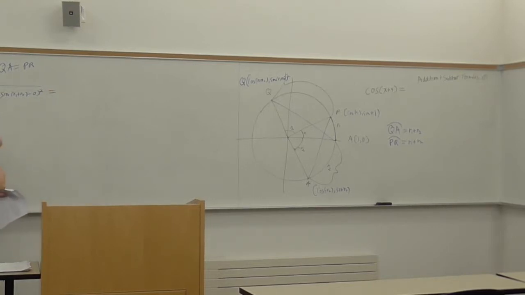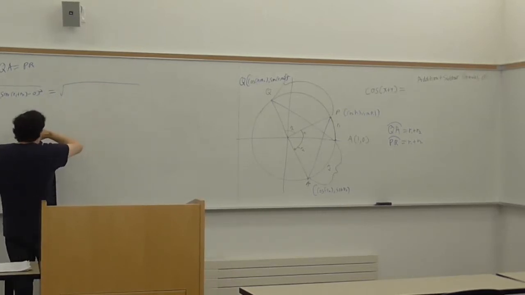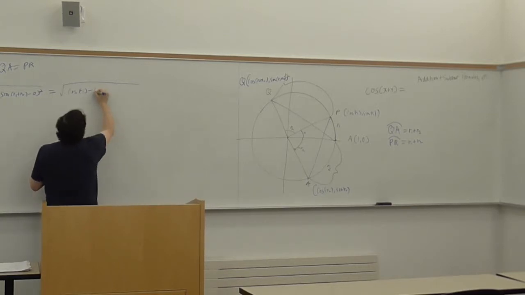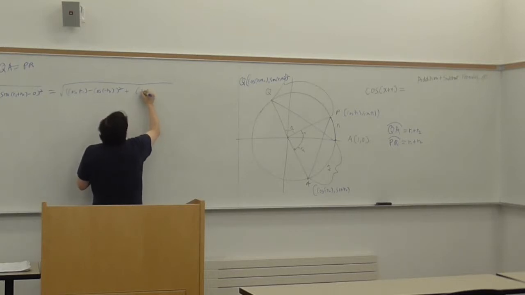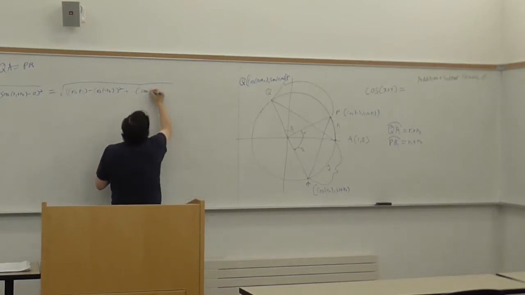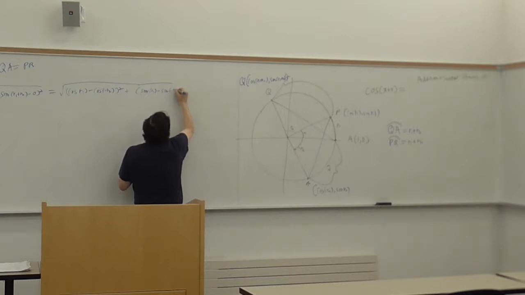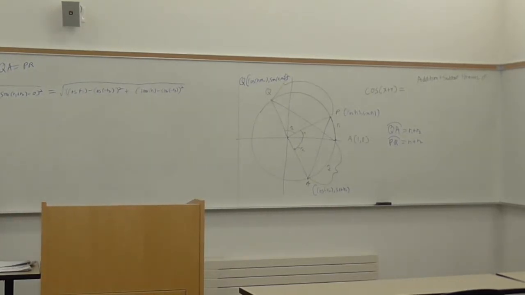And now we need to know PR. So that's the square root of cosine R1 minus cosine of minus R2, squared, plus sine of R1 minus sine of minus R2, squared. Okay. Everything else is algebra.